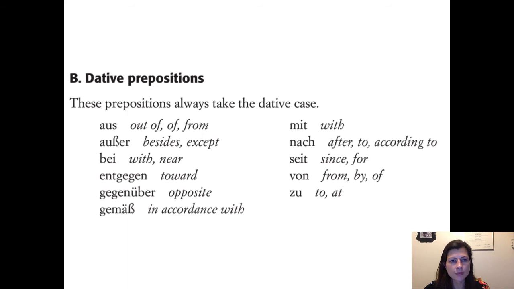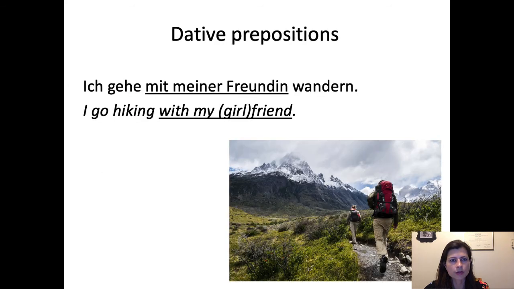Now let's do dative prepositions. There's a bunch of these, right? So here is a list of dative prepositions. And we can try them out. For example, ich gehe mit meiner Freundin wandern. I go hiking with my girlfriend. Mit meiner Freundin. So mit is the dative preposition, always requires the dative. And then meiner, you can see how that's in the dative afterwards.